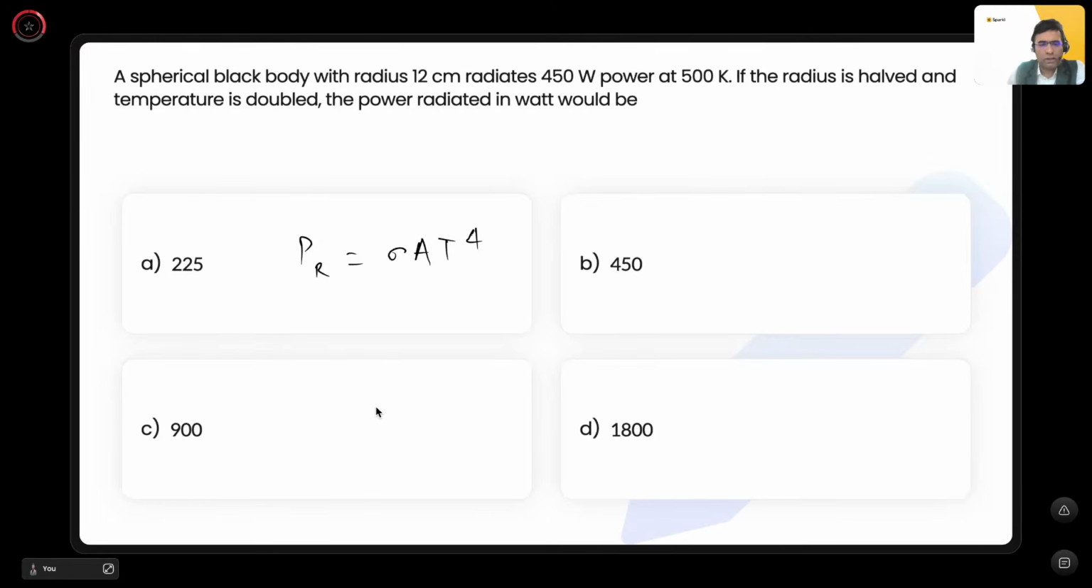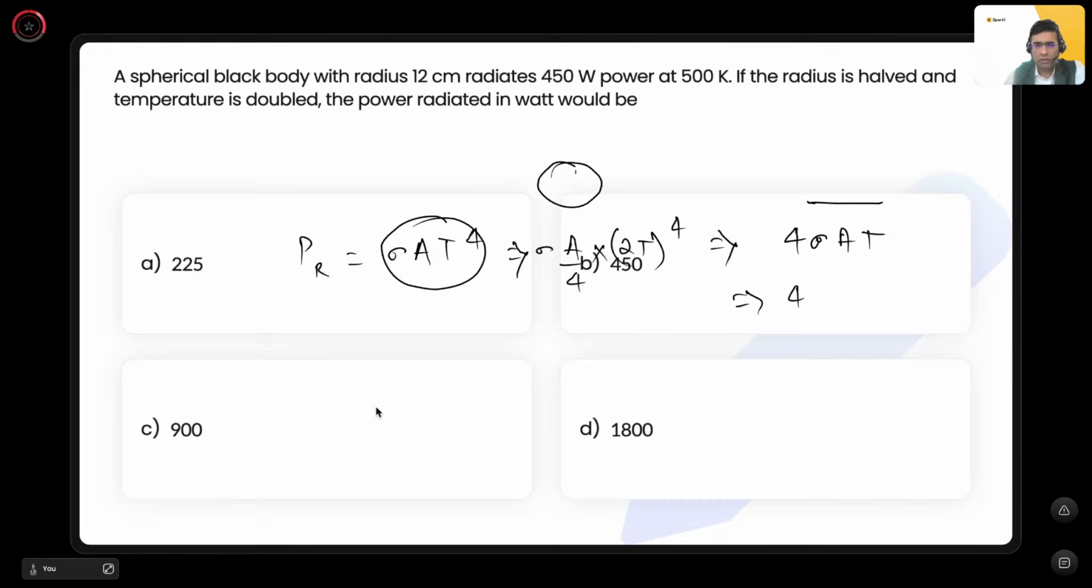Now let's do the variations that they have told us. Sigma is a constant. Now the radius is halved, so area becomes A by 4, all right? And temperature is doubled, so this becomes 2T to the power 4. So we can see from over here that it becomes 4 times of sigma AT to the power 4. And this was 450 initially. So our answer will be 4 times 450, and it will be 1800 watts.